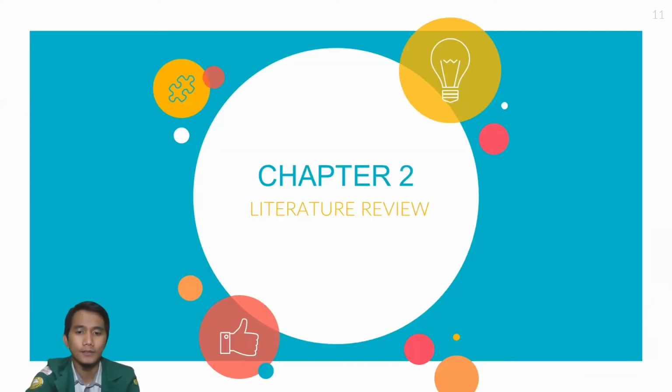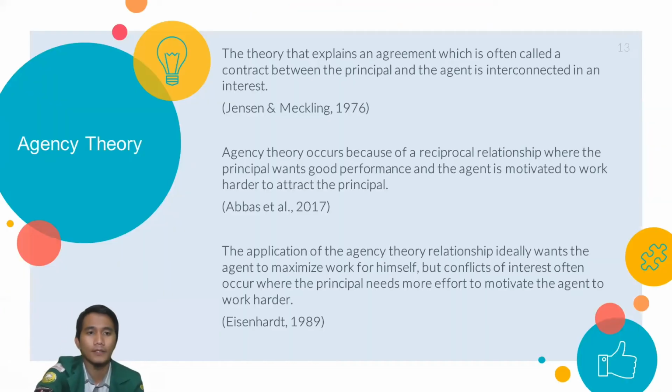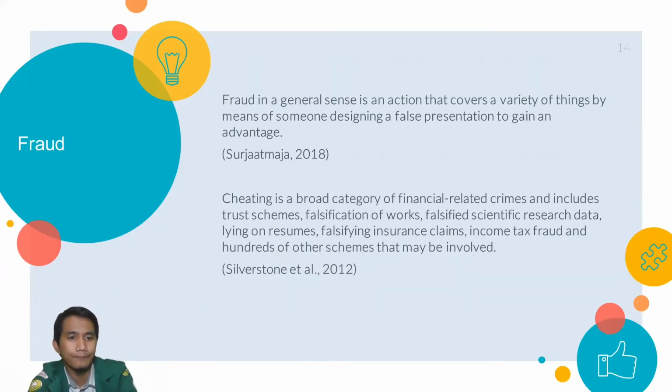Chapter 2, Literature Review. The supporting theory is agency theory. Agency theory is the theory that explains an agreement, often called a contract, between the principal and the agent, which is interconnected in interest. Jensen and Meckling, 1976, and Abbas and Eisenhower.